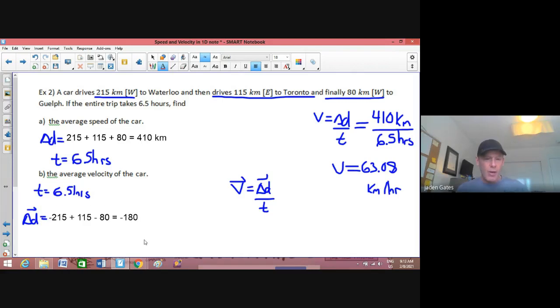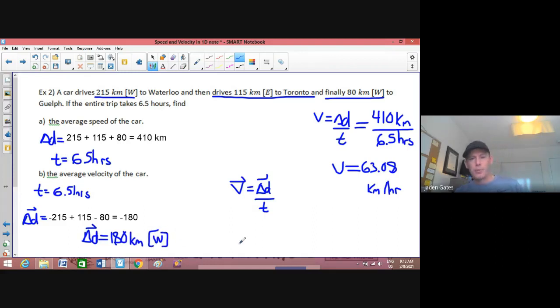All right. But again, when you are writing down a displacement, it needs magnitude and direction. And so that minus 180 is telling me that's actually 180 kilometers. And again, because it's negative, this is the same thing that happened last time. The displacement is west. And so now when I plug into my formula, velocity is equal to 180 kilometers west divided by my 6.5 hours.